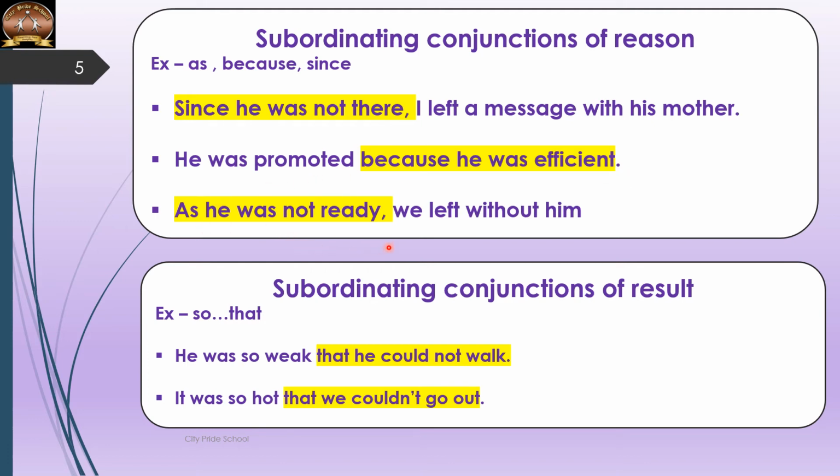As he was not ready, we left without him. What is the reason we left without him? The reason is he was not ready. So as is a subordinating conjunction, and the yellow highlighted part of the sentence is the subordinating clause. Subordinating conjunctions of result: whenever we talk about the result, we use so that. He was so weak that he could not walk. He was so hot that we couldn't go out. So we couldn't go out and he could not walk are the result.